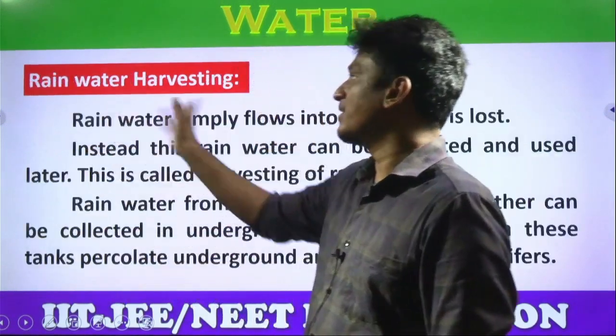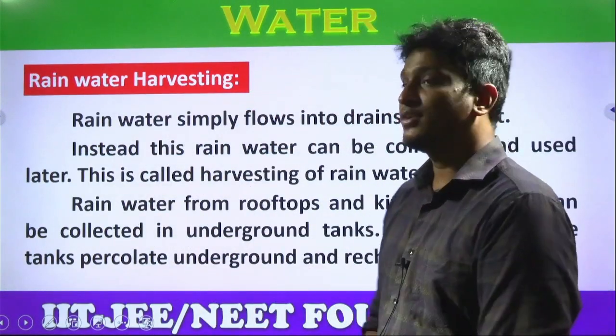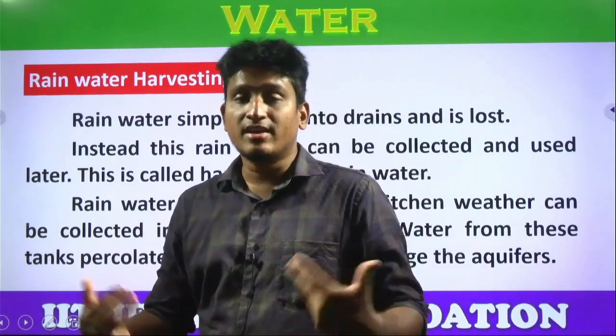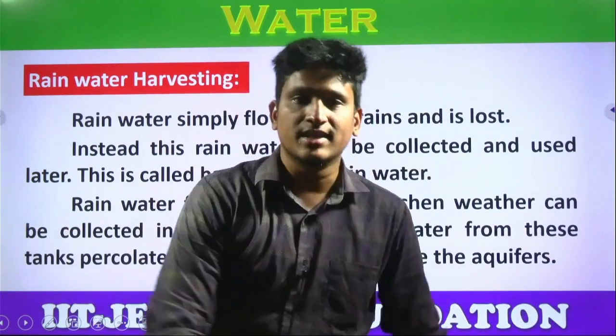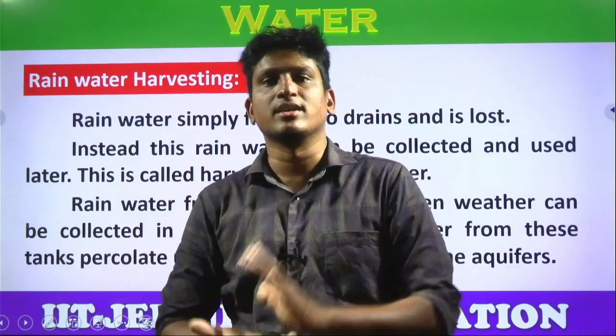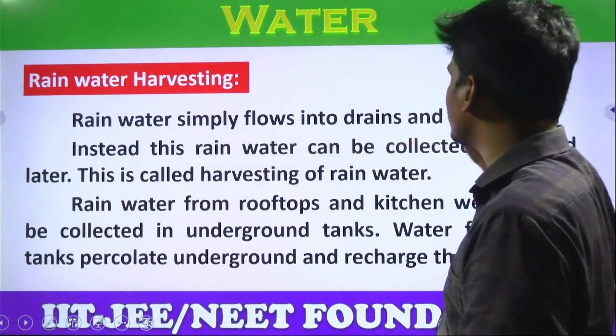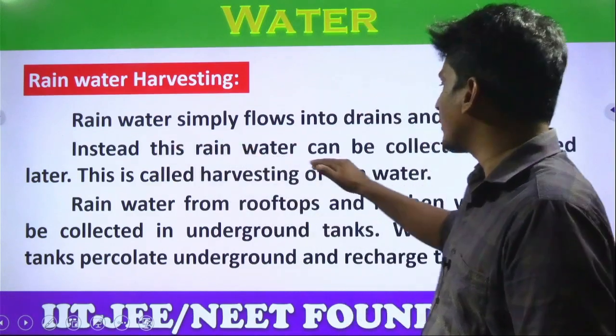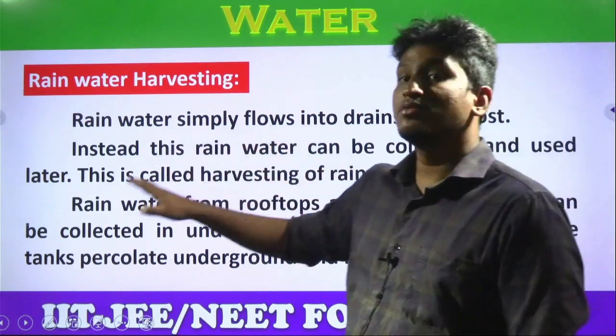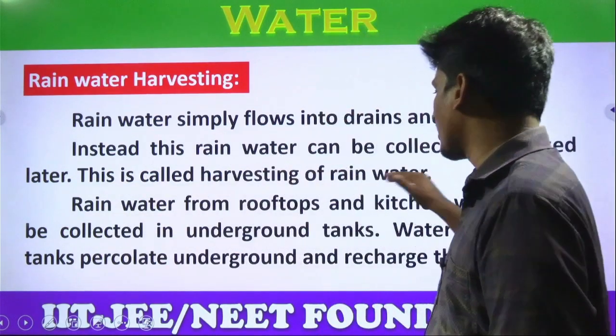How to conserve? The best thing is rainwater harvesting. We have sufficient rains, and when it rains, what are we doing? All the rainwater is entering the drainage system. It's going somewhere else. So we need to harvest this rain. Rainwater simply flows down the drains and is lost. Instead, this rainwater can be collected and used later. How? This is called rainwater harvesting.